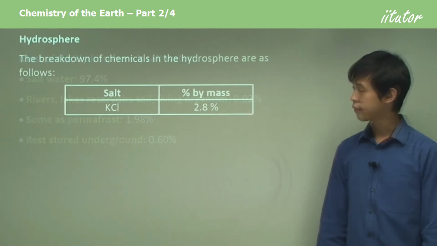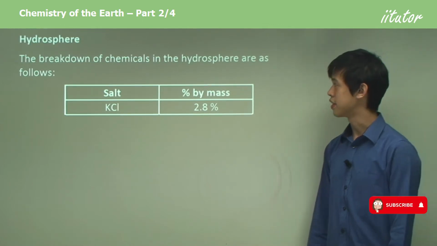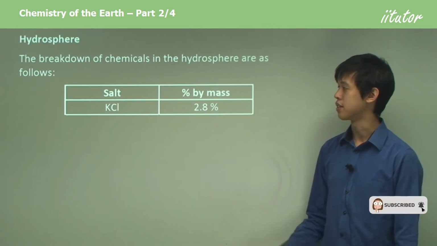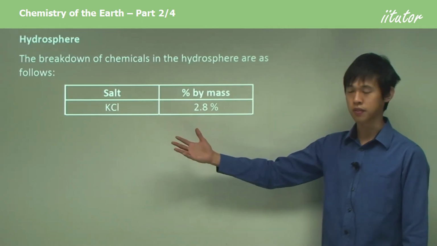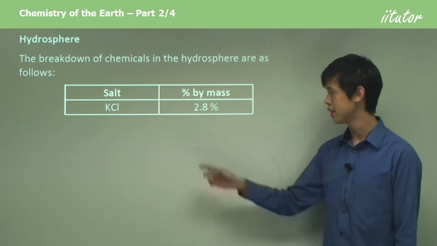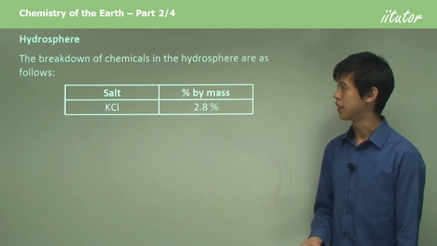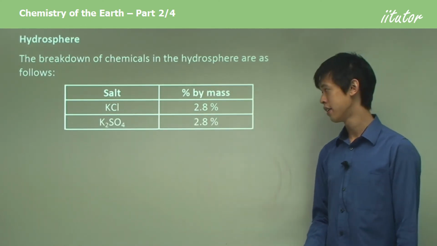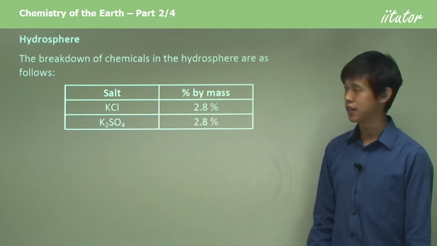The breakdown of chemicals in the hydrosphere is as follows. You've got salt, different types of salts. So KCl, potassium chloride, is 2.8% in the hydrosphere. Potassium sulfate is again 2.8% in the hydrosphere.